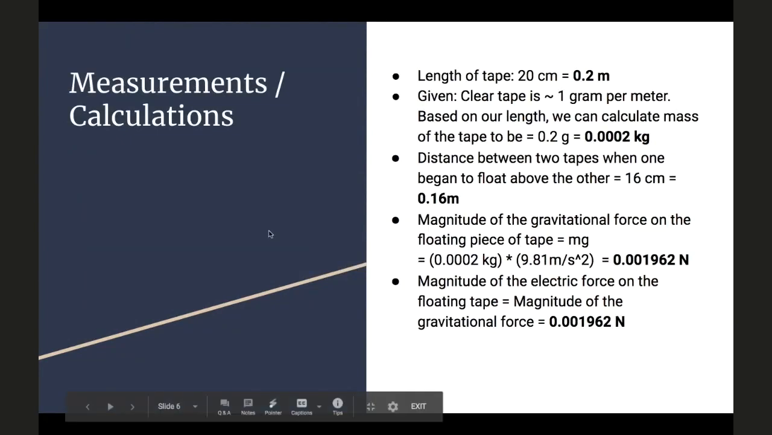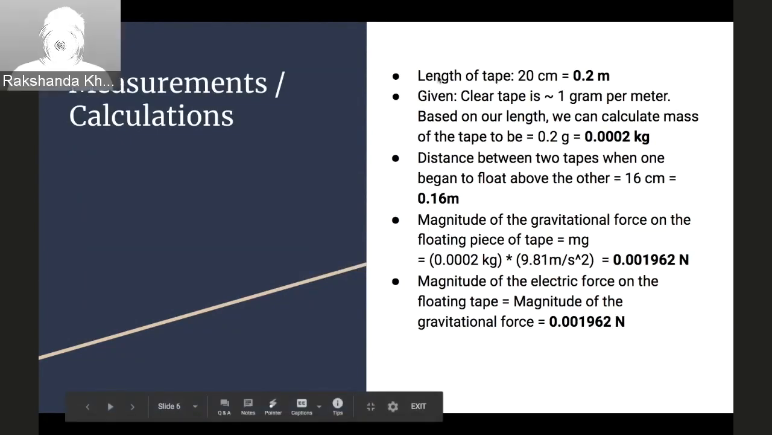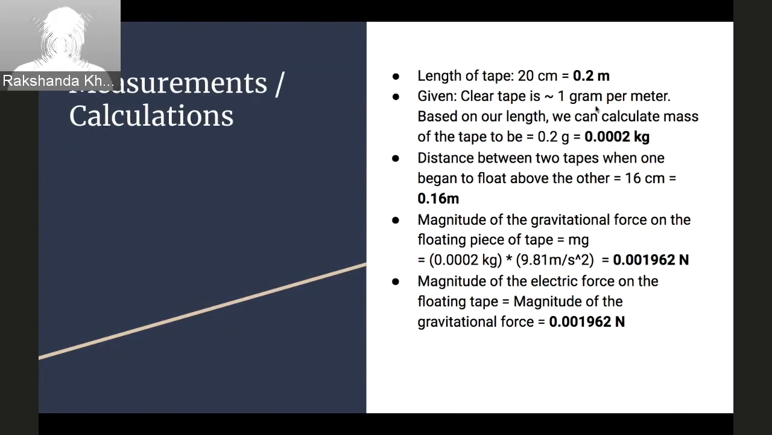Some measurements and calculations that I got. The length of the tape was 20 centimeters, and since we know the density of the tape, based on our length, we can calculate the mass since density equals mass divided by volume. And so we get the mass of the tape to be 0.2 grams. The distance between the two tapes when one of the tapes began to float above the other was 16 centimeters.